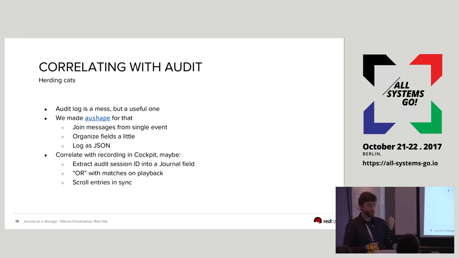The plan is to correlate with the recording, basically, to add another match to the journalctl command line, which would match also the relevant journal entries, basically by audit session ID. And the plan for the UI is that we have the terminal, we have the little window with the logs, and they scroll along as we play back the session, and we can click on a particular log entry and rewind the playback to that position.